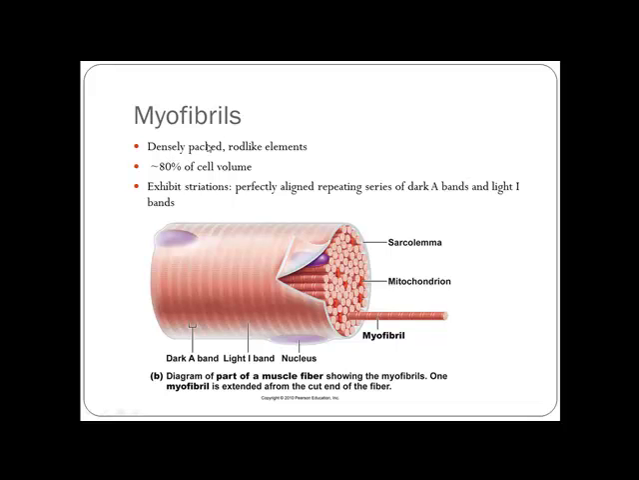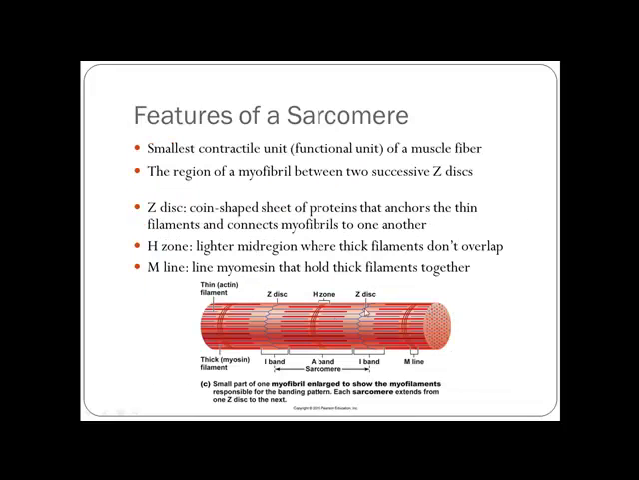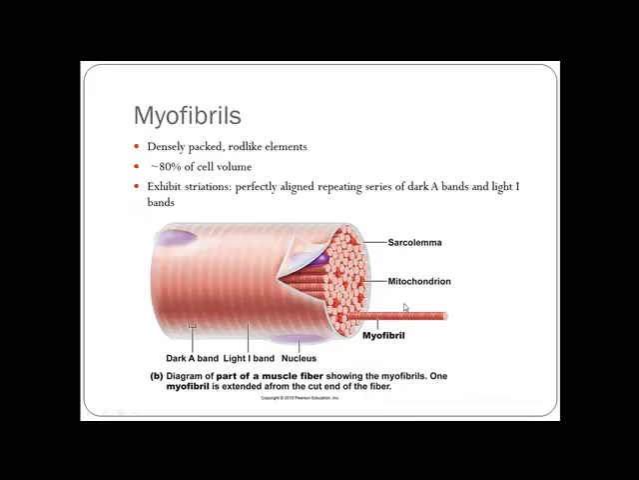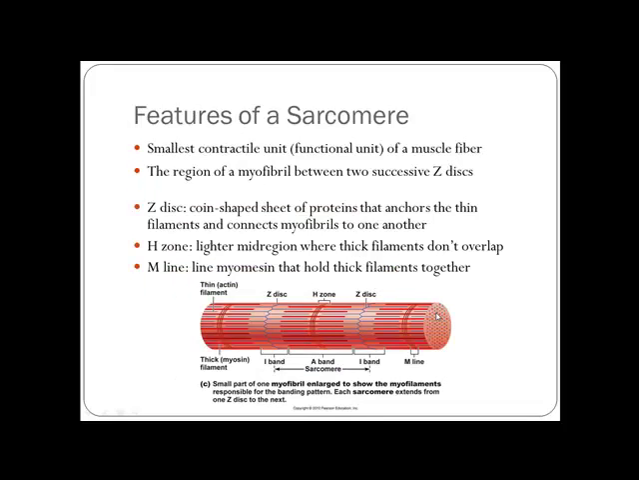So our myofibrils, they're densely packed rod-like things. They take up most of the cell volume. They exhibit these things called striations, so we're going to talk about these on the next slide. Let's look at them. You see these right here? These are the striations. The striations are caused by this stuff here. We have thick filaments, which is this dark red stuff. This is myosin. We have thin filaments, which is this blue stuff, which is actin. Wrapped around our actin, we have this stuff called troponin and tropomyosin. We'll see that in a little bit.